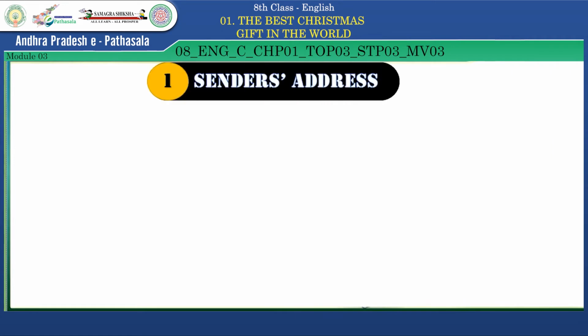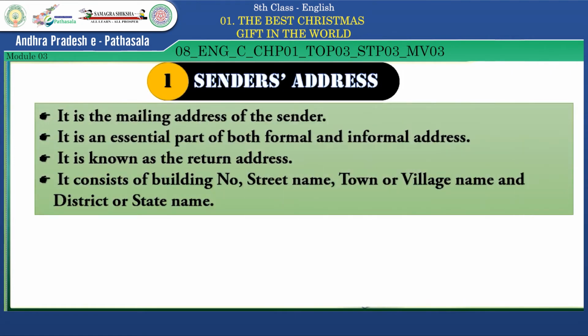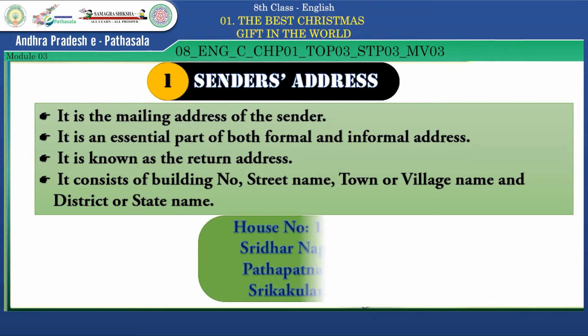The first one, sender's address. It is the mailing address of the sender. It is an essential part of both formal and informal letters. It is known as the written address. It consists of building number, street name, town or village name, and district or state name. For example, house number 1-92, Sridhar Nagar, Pathapatnam, Srikakulam.